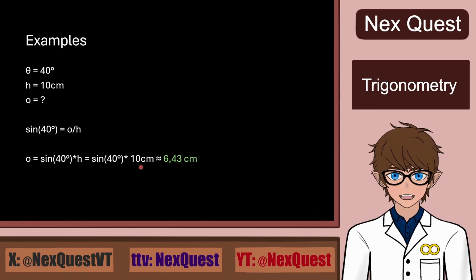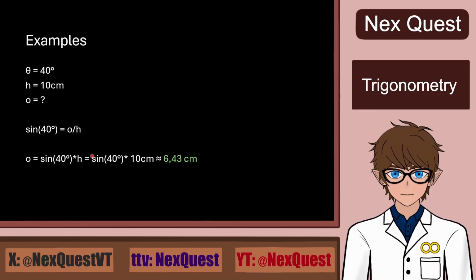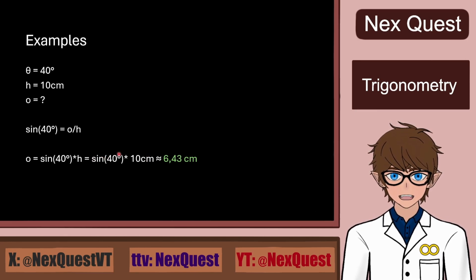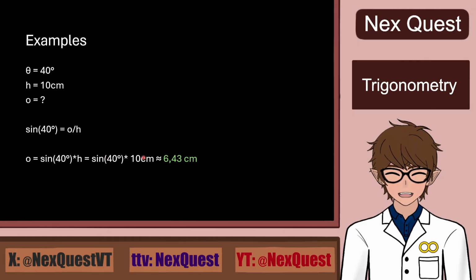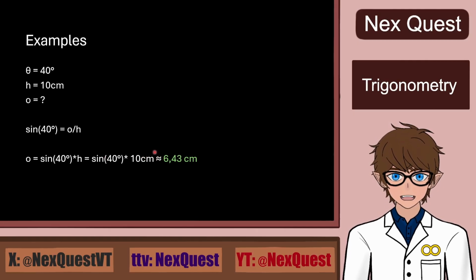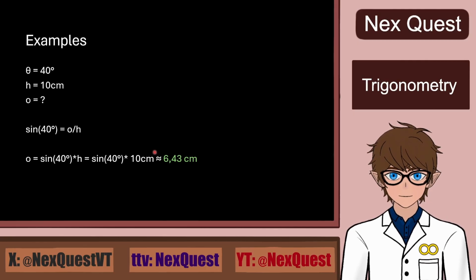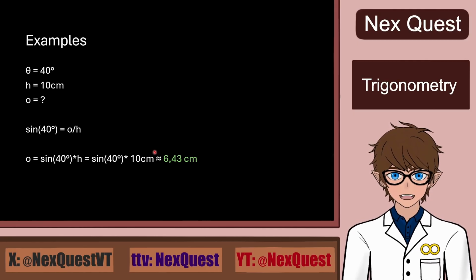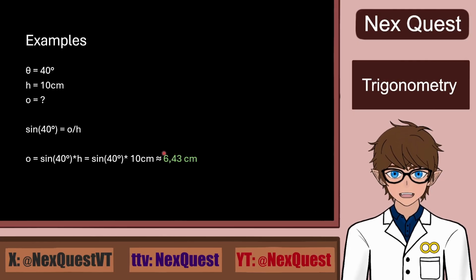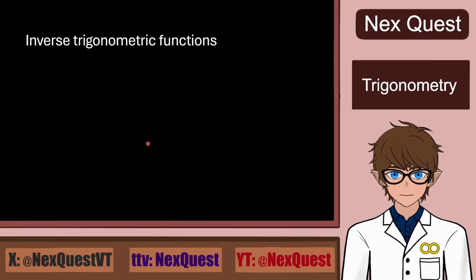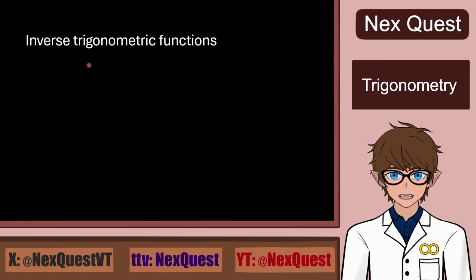Anyway, if we follow the same steps from before on the calculator, put in 40, enter it in the same sine function, then multiply that with 10. Sine of 40 is about 0.6428, and when we multiply that with 10, we get 6.43, as we will be using 3 significant figures, but more on that in our statistics lesson, and that was our result. Next is inverse trigonometric functions.